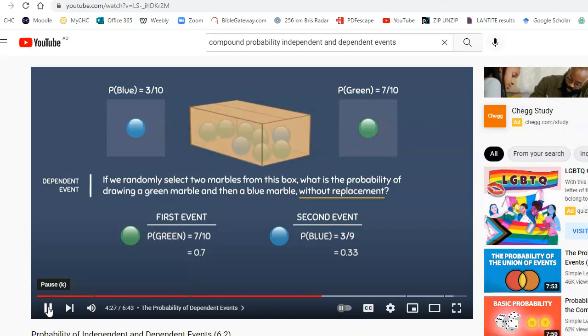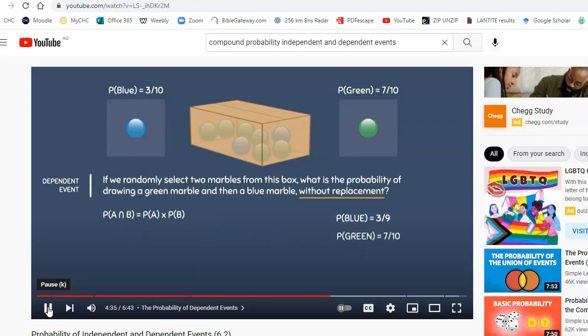As a result, this is a dependent event because the occurrence of the first event affected the probability of the second event. Now to finish this problem, all we have to do is multiply these two values together. 7 over 10 times 3 over 9 gives us an answer of 7 over 30, or 0.233.